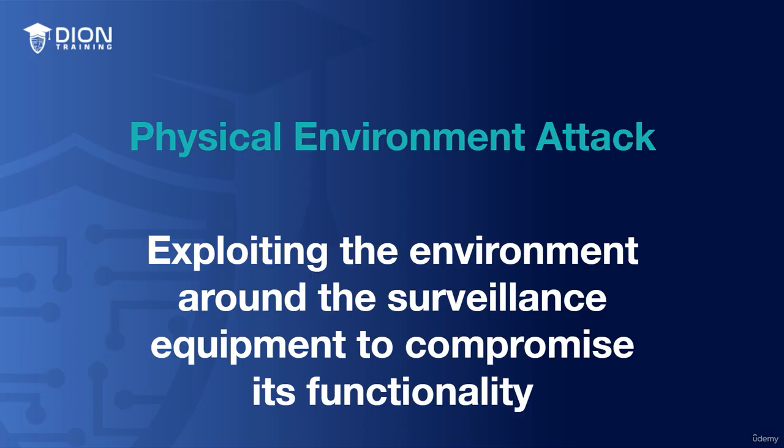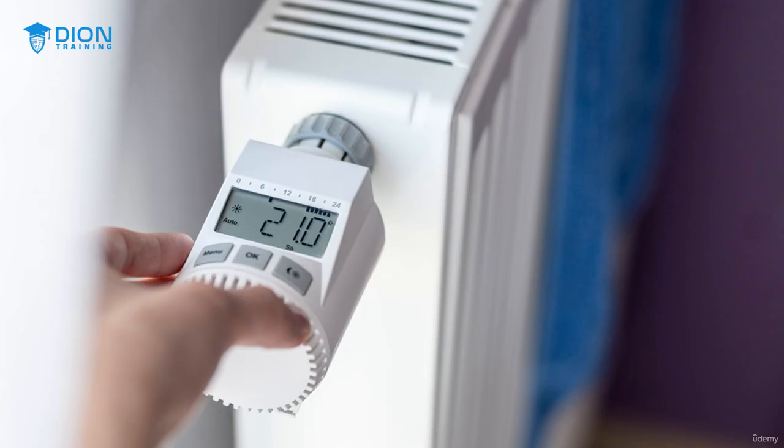Fifth, we have attacking the physical environment. The physical environment attacks are going to exploit the environment around the surveillance equipment to compromise their functionality. For example, an attacker could increase or decrease the temperature of the room to trick an infrared sensor. Or, if the surveillance system isn't equipped with backup power, the attacker could target the system's main power supply to disable the entire system by physically unplugging the devices, tampering with power boxes, or even sabotaging the local transformers that feed power into your building.